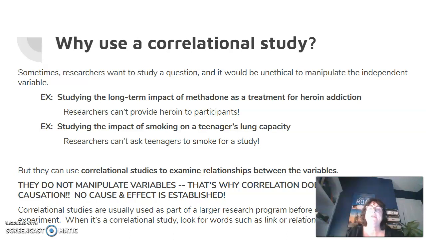I can't say it enough. The only way to prove causation is through an experiment. You have to manipulate the variables. In correlation, there's no manipulation of variables, so you can't use it for a cause and effect. We're just looking at the relationships between the variables.